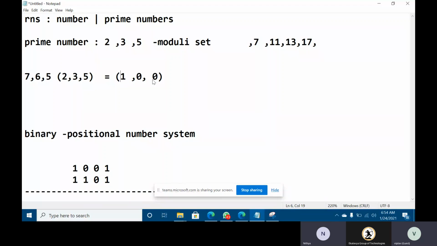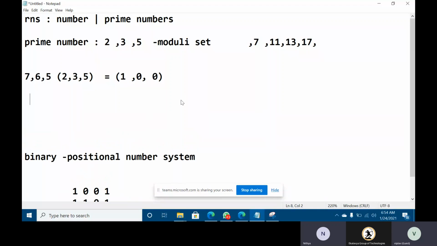Suppose we want to convert this back into 765. So what do we have to do here? What I have is 1. So 1 is there. What was the moduli 2? So what do we have to do here?